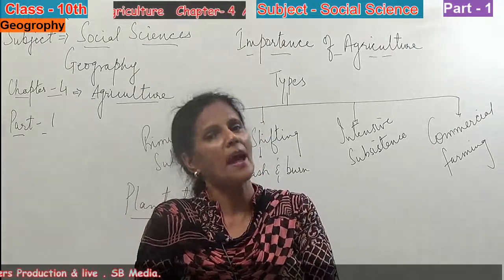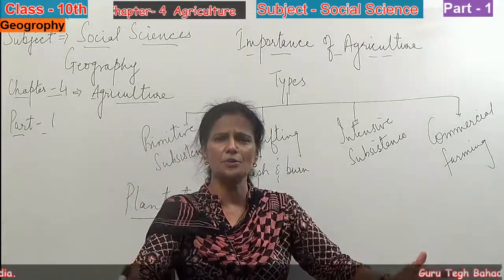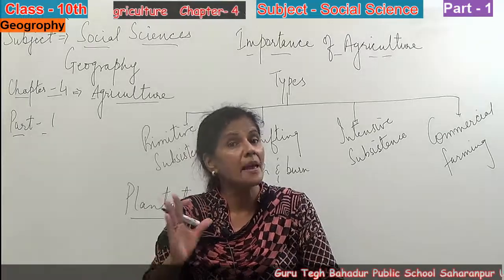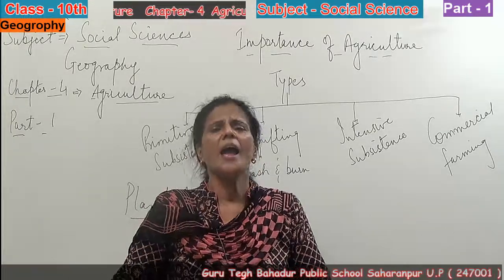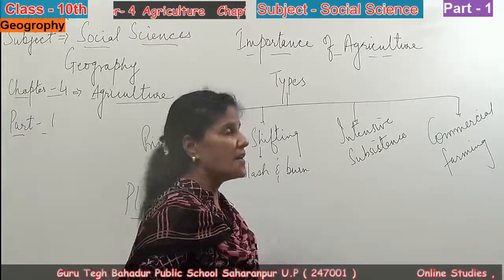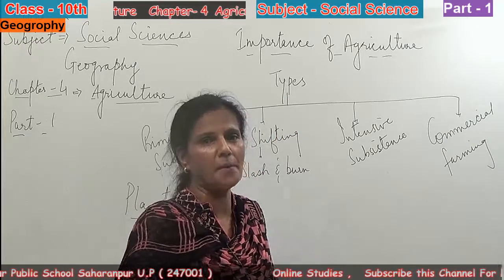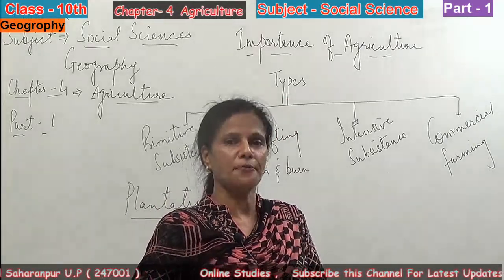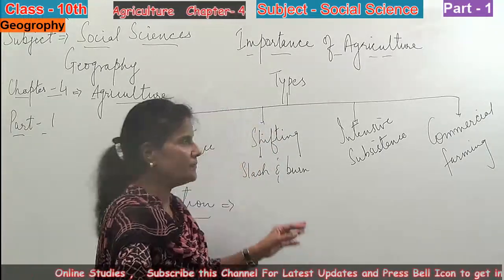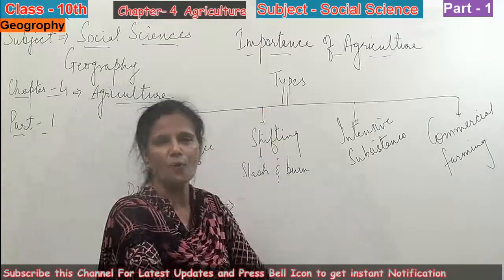So let us begin this chapter with great enthusiasm, because agriculture is the mainstay of people in India and any other developing country. Let us go through this topic. First of all, I have given you the importance of agriculture. It is very important not only for food, but also for the industries. So that is a 3 marks topic.